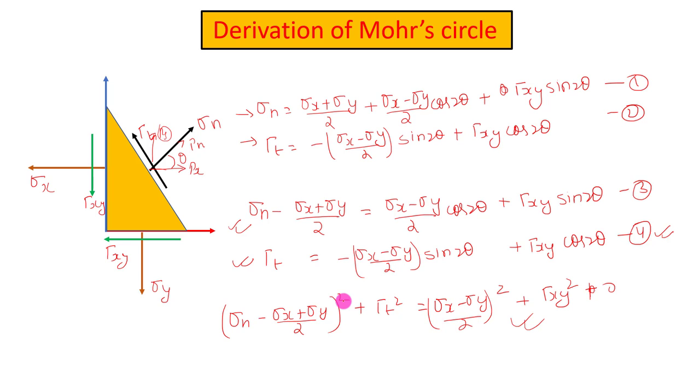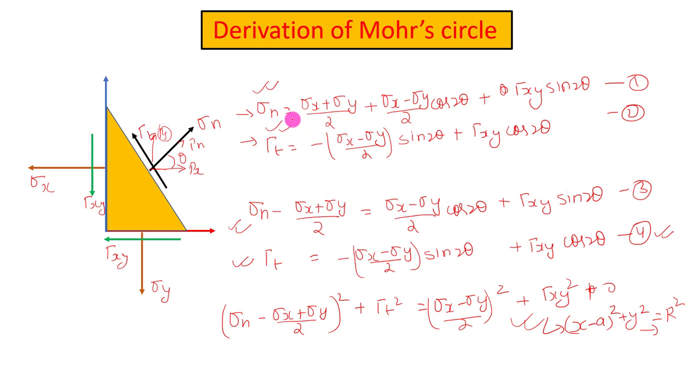If you look closely, this form is exactly an equation of a circle with sigma and tau t as the horizontal and vertical axis. If you compare this with x minus a whole square plus y square equal to r square, this is an equation of a circle with center at (a, 0) and radius r. So just by transforming this, sigma and tau t can be represented as a circle with center (sigma x plus sigma y) by 2 and radius equal to square root of ((sigma x minus sigma y) by 2 whole square plus tau square xy).